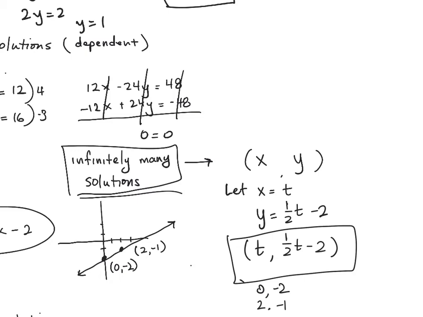So what I'm trying to say, bottom line, is what you would circle on an exam or your homework would be two things. First, you recognize that 0 equals 0 means that you have infinitely many solutions. So you need to have that statement there. Then you need to go through and write the statement as an ordered pair, in this case t comma 1/2 t minus 2.